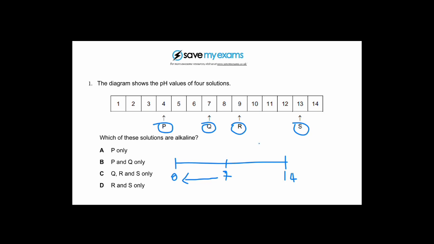Now, what is the question asking us to do? We need to look for those solutions that are alkaline in nature, and you witness with me that out of what we have, the only solutions that are alkaline are R and S. So here our correct answer is D. We continue.